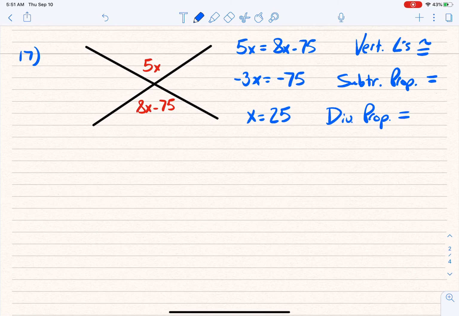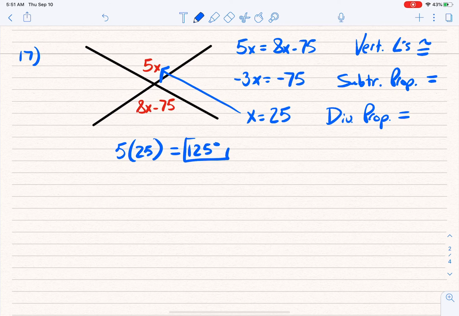So now I know that x is 25. I can plug that back in right here. And so then I know 5 times 25 would give me 125 degrees. So each one of those angles is 125.